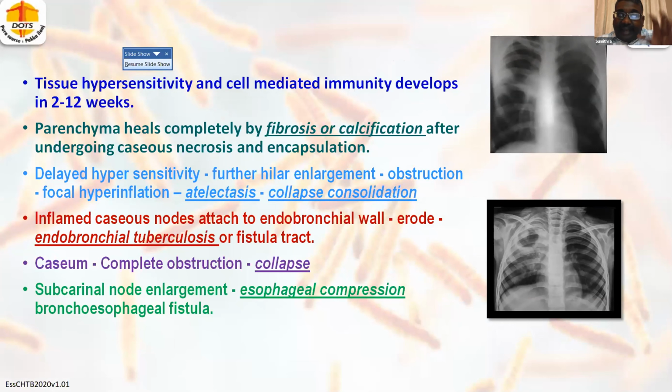Now, if that caseous node was inflamed, what will happen? That will attach to the endobronchial wall and will erode into the bronchus. That will result in endobronchial tuberculosis or a fistula tract. And while eroding, the caseum can cause complete obstruction, and that can also result in a collapse. And subcarinal node enlargement can result in esophageal compression and bronchopleural fistula.